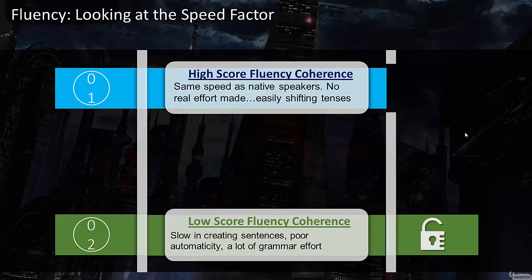In terms of low fluency scores, when it comes to speed, if you're really slow in creating your sentences, or if you have really poor automaticity, which means that it takes a while for the word to come from your head to out of your mouth. This happens a lot when people are translating from their native tongue into English.